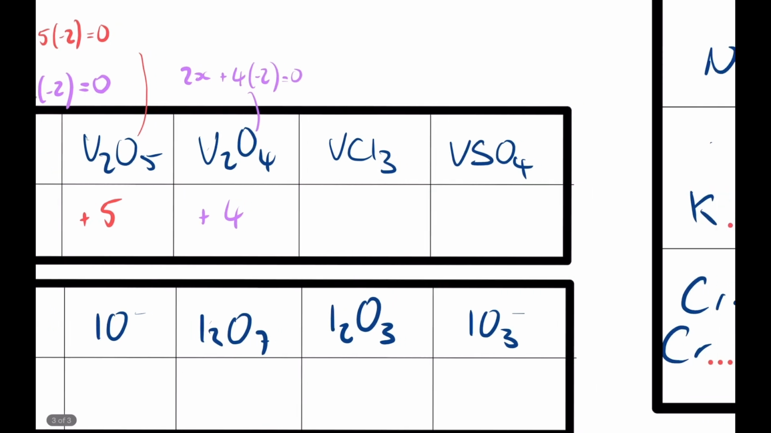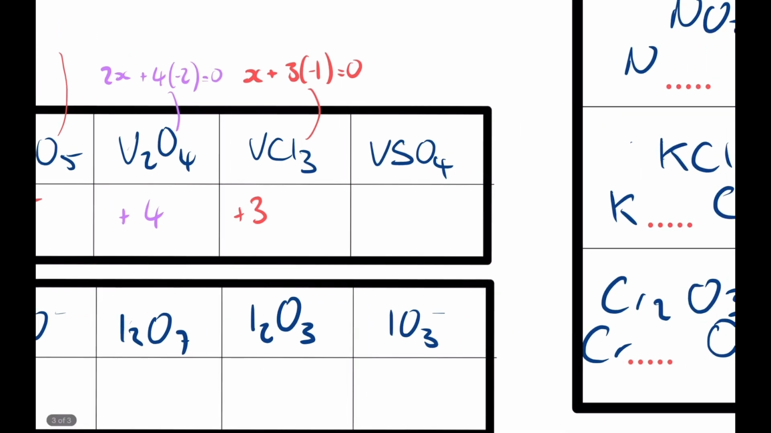Next, VCl3. So in this case, we know chlorine is in group 7. So we've got 3 lots of minus 1 in this case. Our whole thing has a charge of 0. And we've only got 1 lot of vanadium this time. So if this is 3 minus, this must be 3 plus.